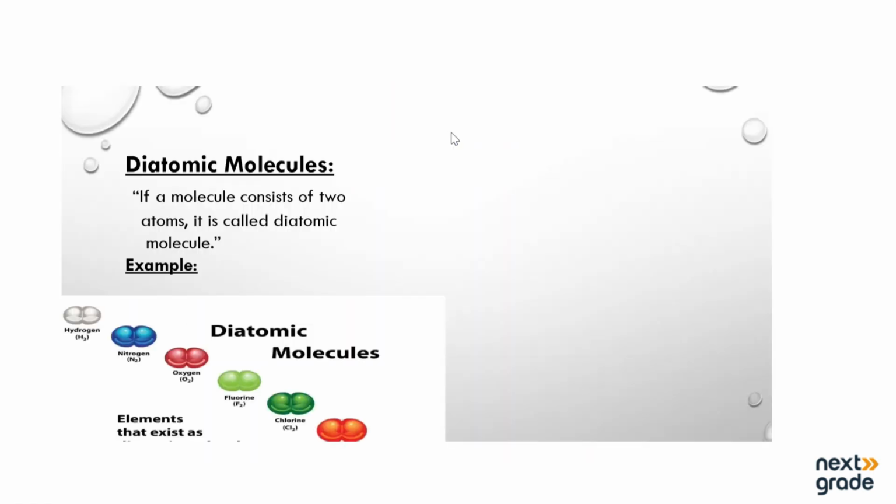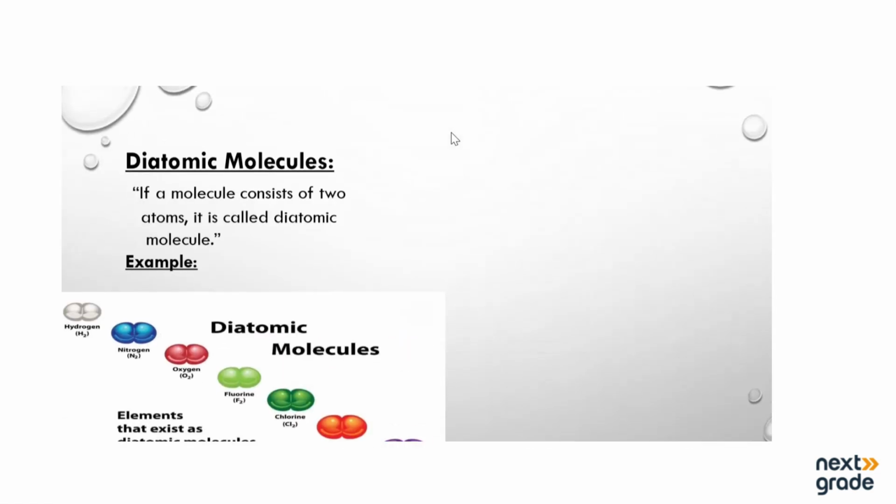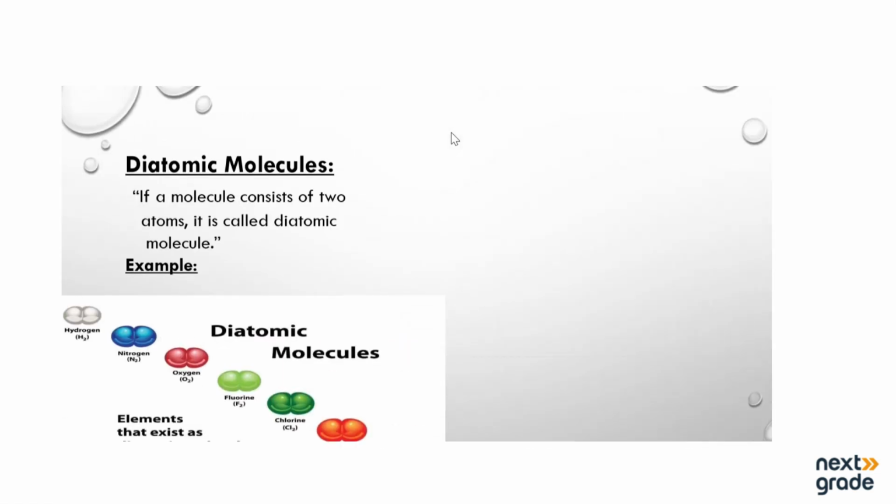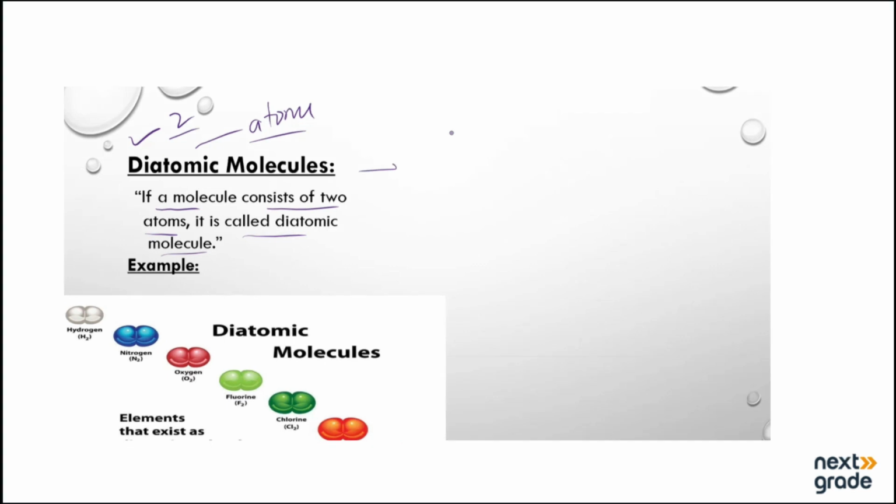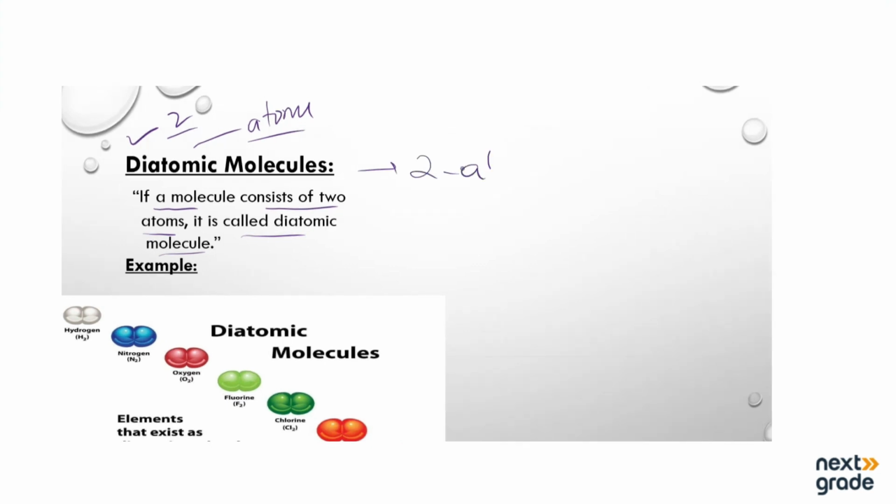Next, we have the second type of molecules: diatomic molecules. Di means two, atomic means atoms. So from the name we have learned that if a molecule consists of two atoms, it is called a diatomic molecule. If a molecule has two atoms in it, it is known as a diatomic molecule.